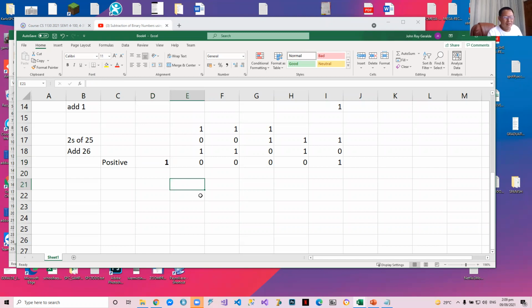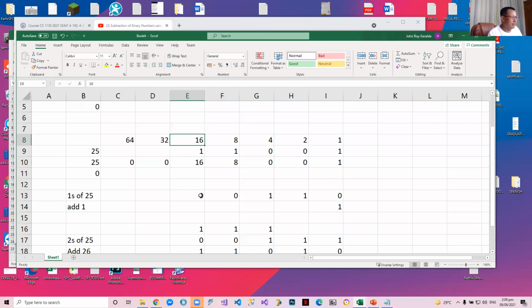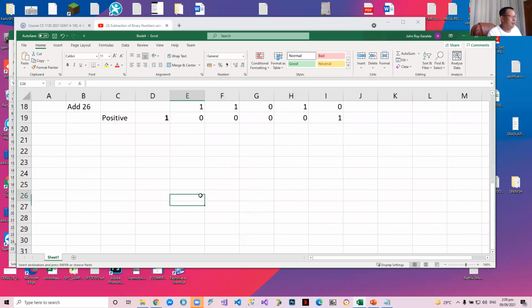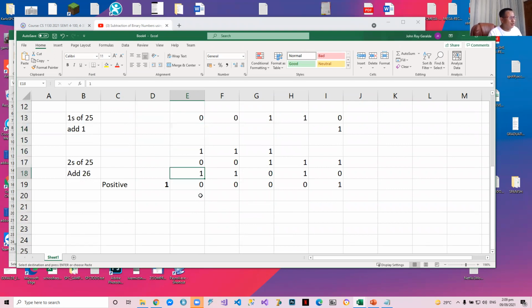Okay? Do you follow? So remember what's our place values here? There's 16. No? 16. And take note, it's already correct, no? 26 minus 25 is 0, 0, 0, 0, 1. So 26 minus 25 is 1. Do you follow? 26 minus 25 is 1. Did it matter whether we place 26 above the 25? No, because it's only addition.